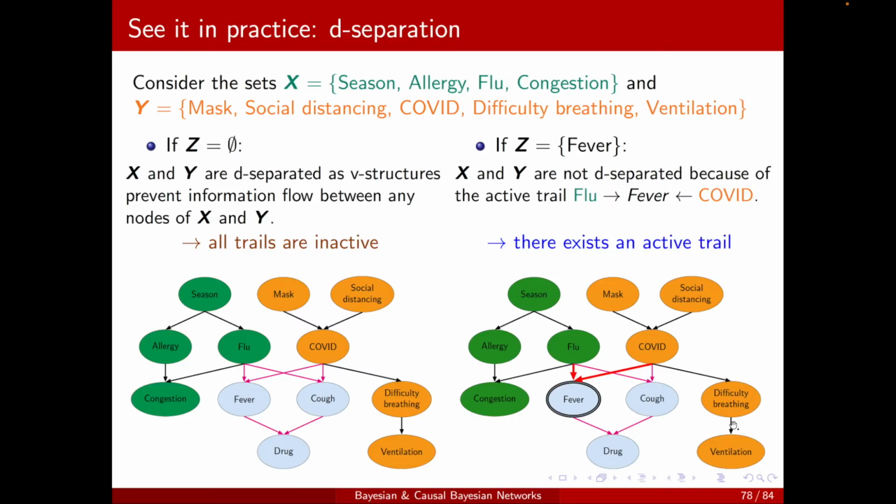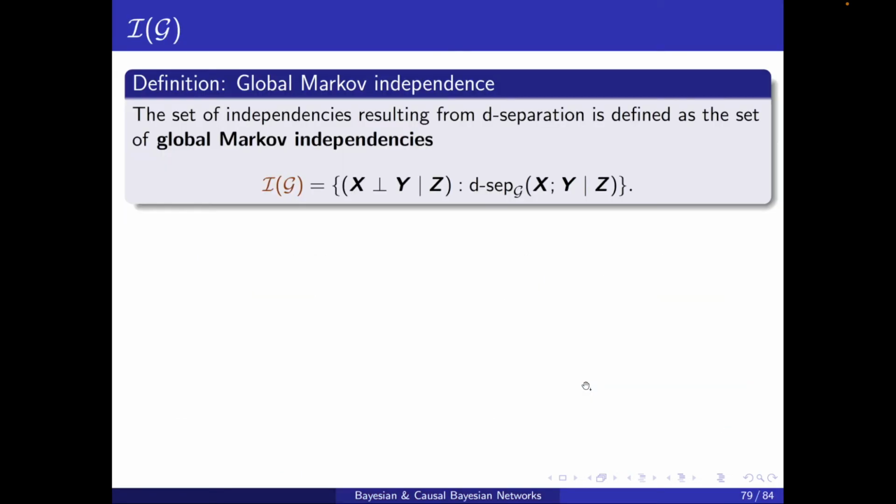It's kind of the same reasoning why we said flu and COVID will become dependent if we know that the person has fever, right? So that's the same situation here. Now, that was with D-separation, but now we can get to the global independencies or global Markov, compared to the local Markov independence. The set of independencies resulting from D-separation.